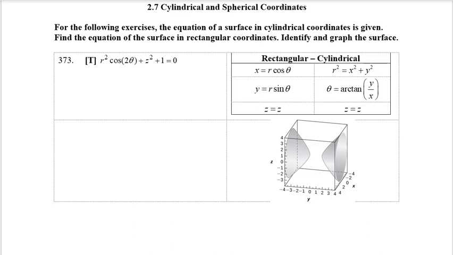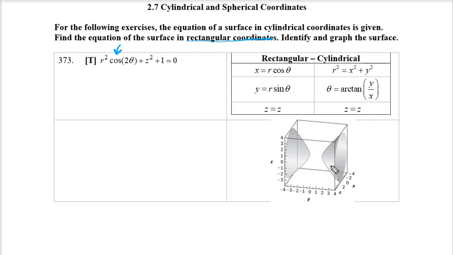Now in these two problems, we're going to go both directions using the cylindrical and rectangular coordinates. In problem 373 here, we're trying to find the equation in rectangular coordinates when we're given the equation in cylindrical coordinates. And I've gone ahead and put the chart on here like I handed out in class, and we saw where it came from in the PowerPoint in the video.